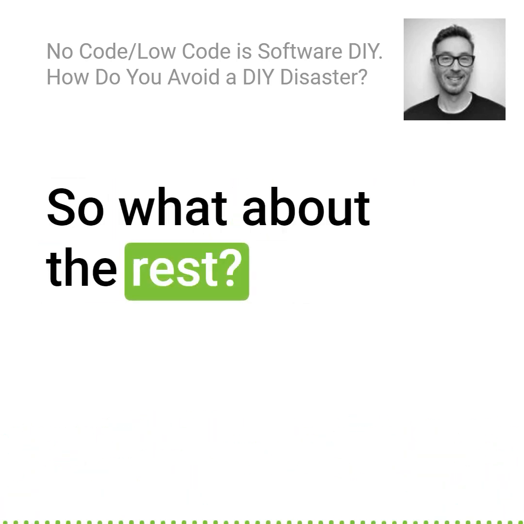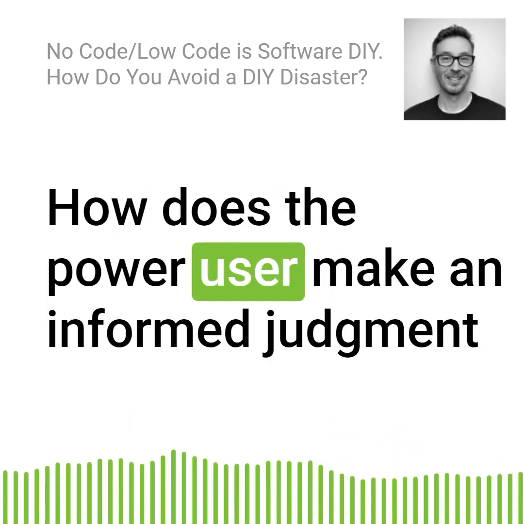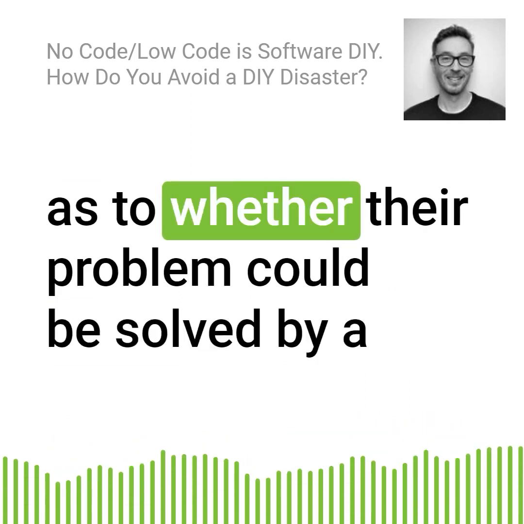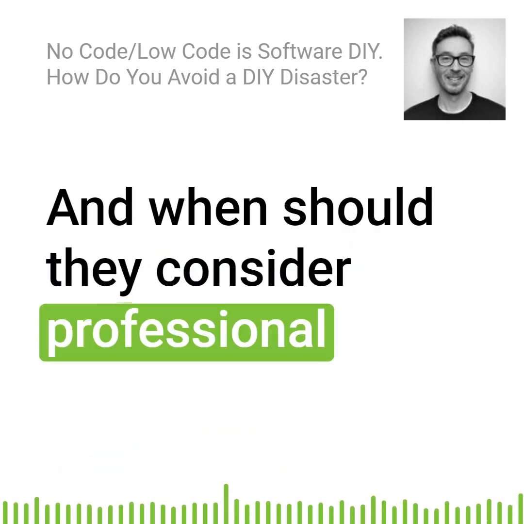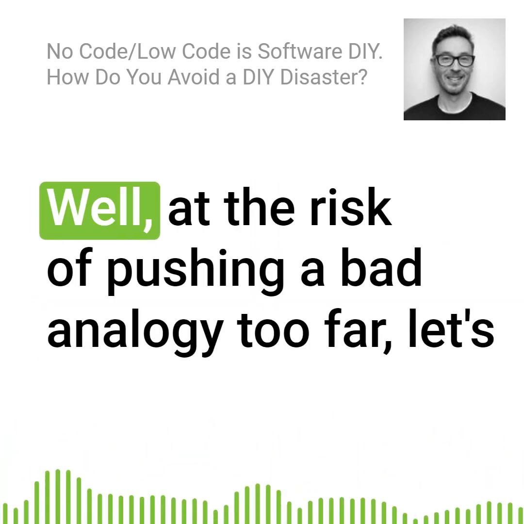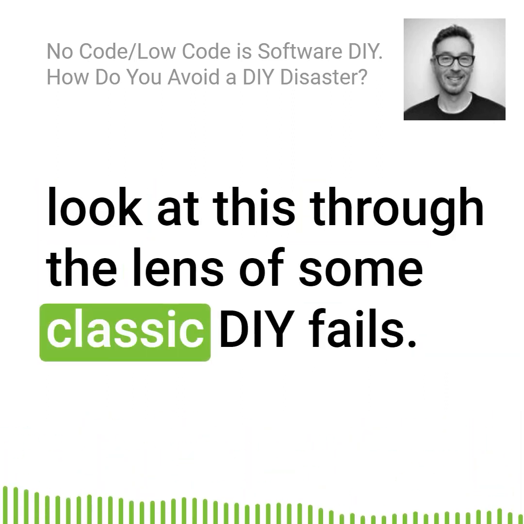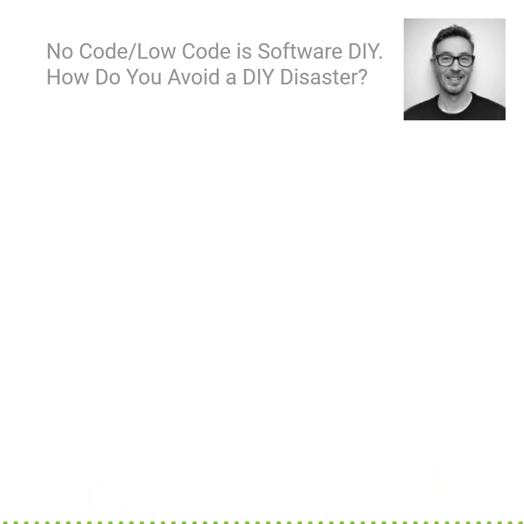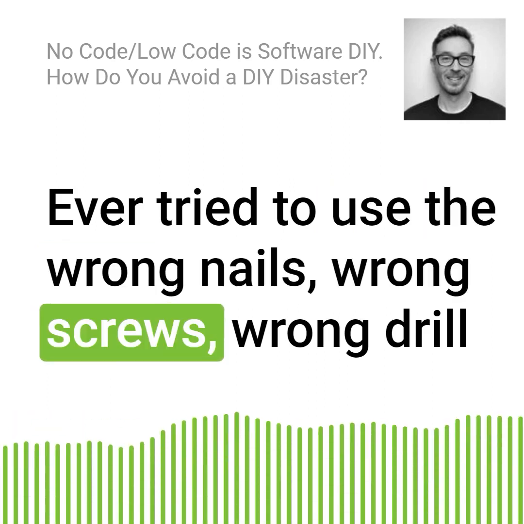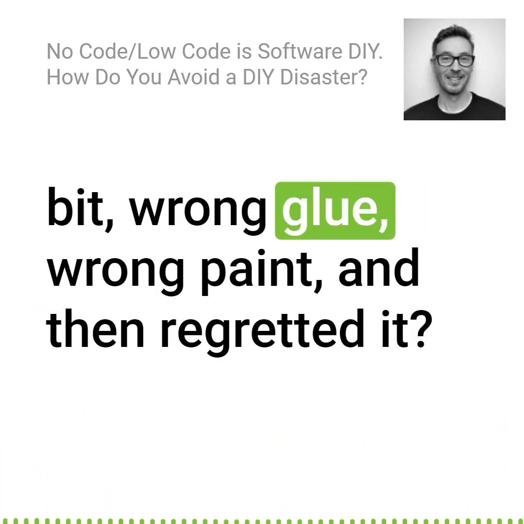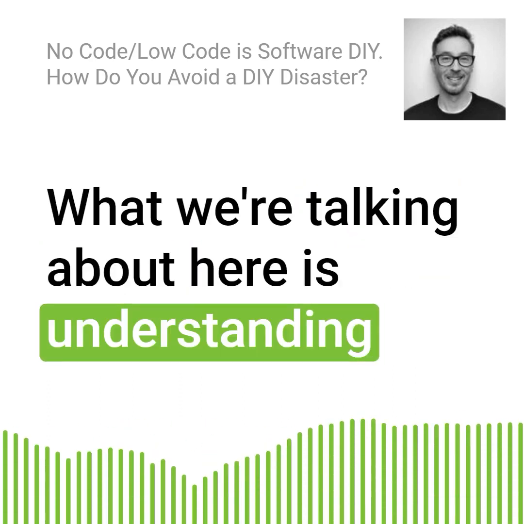So what about the rest? What engineering practices are missing that add rigor and confidence? How does the power user make an informed judgment as to whether their problem could be solved by a no-code, low-code solution, and when should they consider professional software engineering? Well, at the risk of pushing a bad analogy too far, let's look at this through the lens of some classic DIY fails. Number one: using the wrong tools for the job. Ever tried to use the wrong nails, wrong screws, wrong drill bit, wrong glue, wrong paint, and then regretted it? What we're talking about here is understanding the requirements.